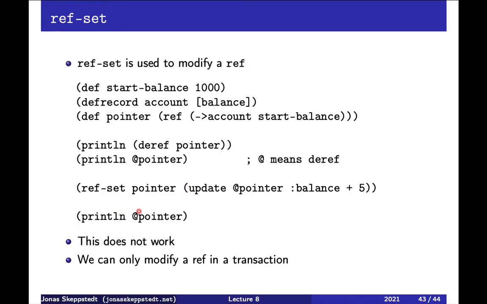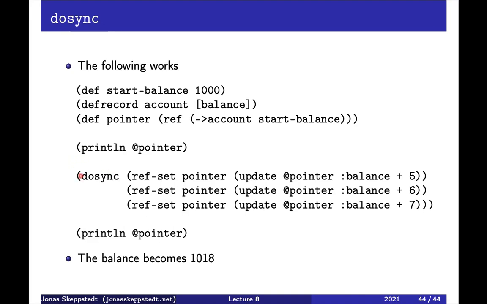So let's add a transaction. Okay, we do that with dosync. So this is a sequence of statements that should be executed within the transaction. And we can do that. So just for doing something, we update this pointer several times, and when we print it now, it becomes 1018.